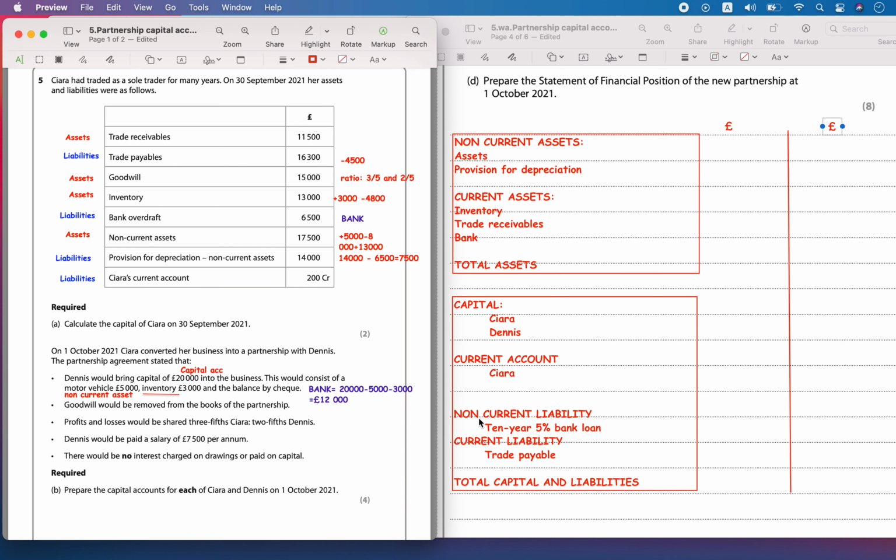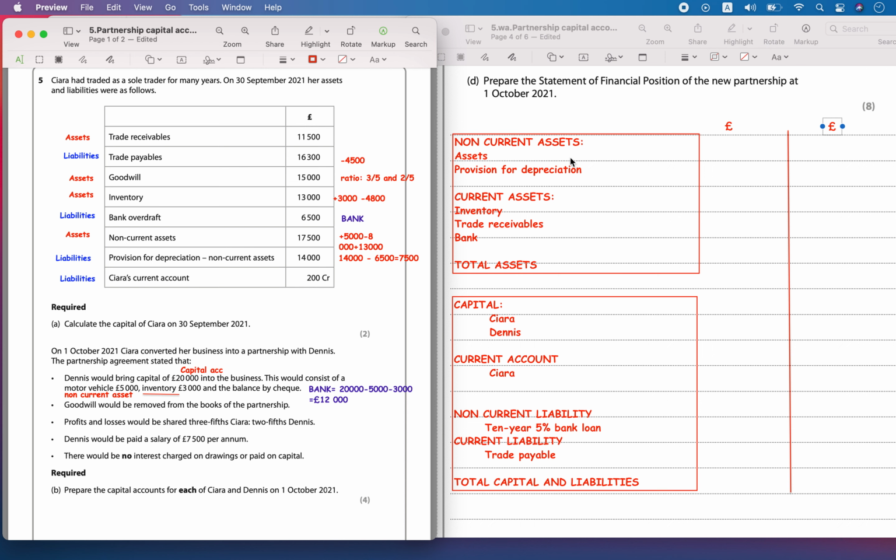Then you also have to include current liability, non-current liability, and then you find the total of capital and liabilities. So it should match, the total assets have to match with the total capital and liabilities in the financial position. So let's calculate each of them. So first one is the asset, non-current assets. So we will see what are the non-current assets he had.